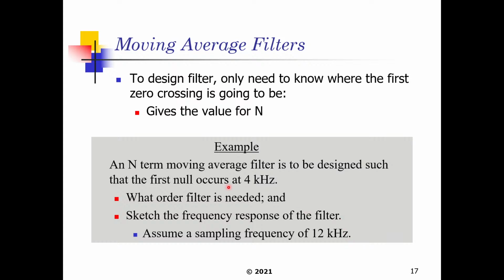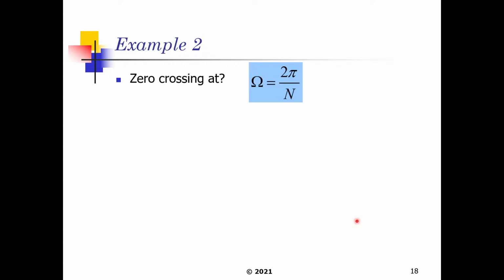Alright, so in this question we have the first zero crossing frequency, which is 4 kilohertz, and the sampling frequency, which is 12 kilohertz. We have to figure out the order of the filter, meaning the value of n here, and then sketch the frequency response of the filter. The first zero crossing is going to be, as we saw from our previous slides, at capital omega equal to 2 pi divided by n. But we need to solve for n here in particular.